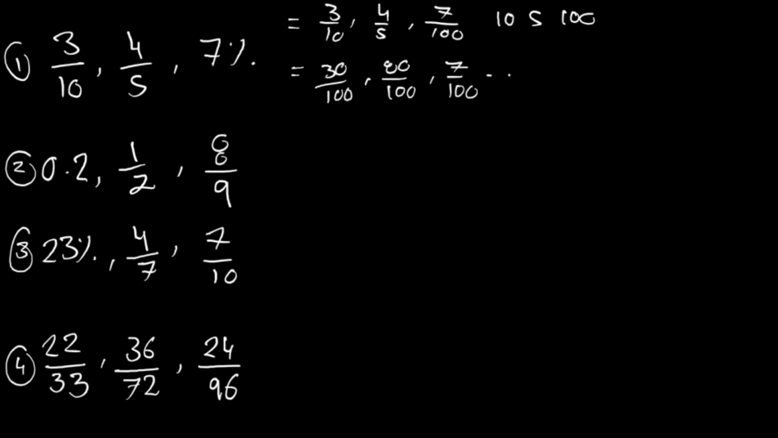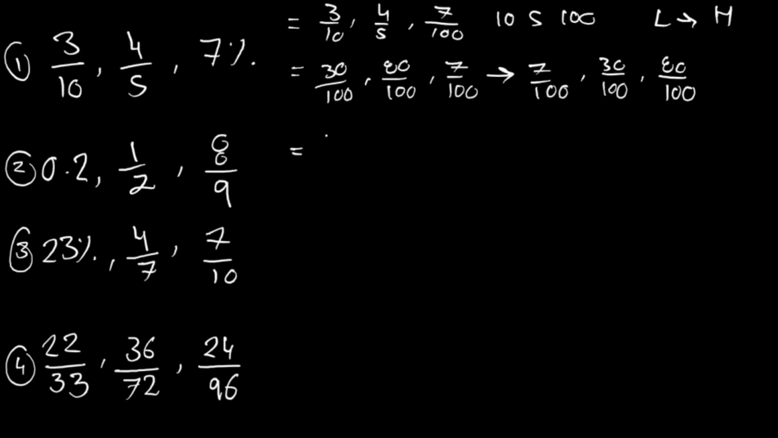You put them in order. Let's say the question is asking you from lowest to highest in each case. So you put them from 7 over 100, 30 over 100, and then 80 over 100. And then you convert them back to the original fractions. Convert all of these into fractions.